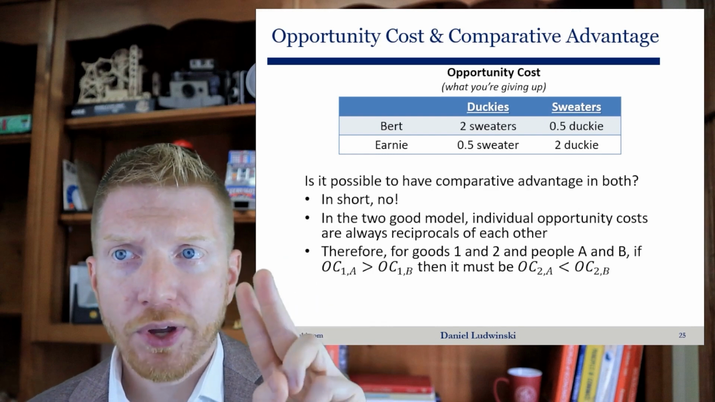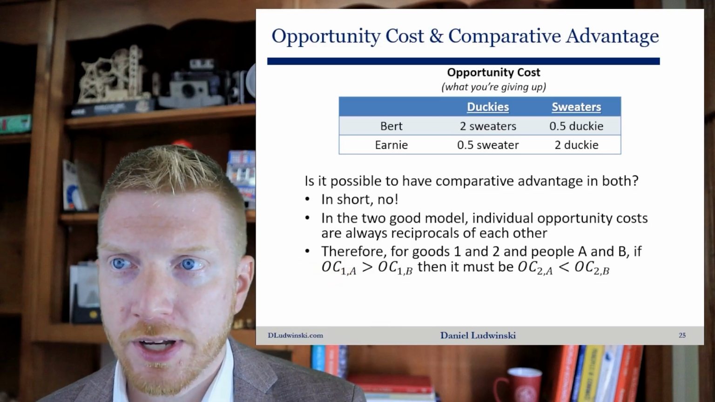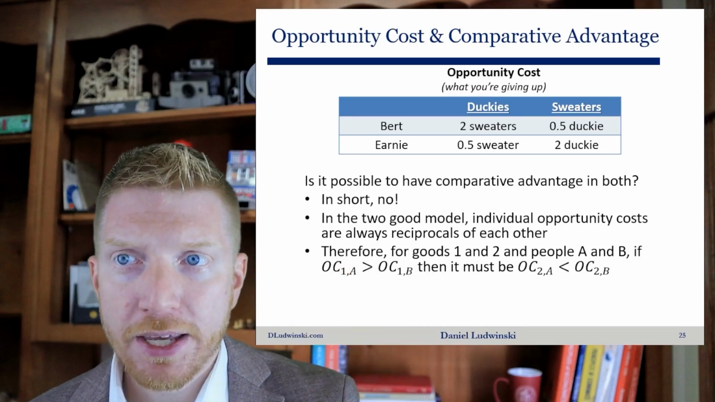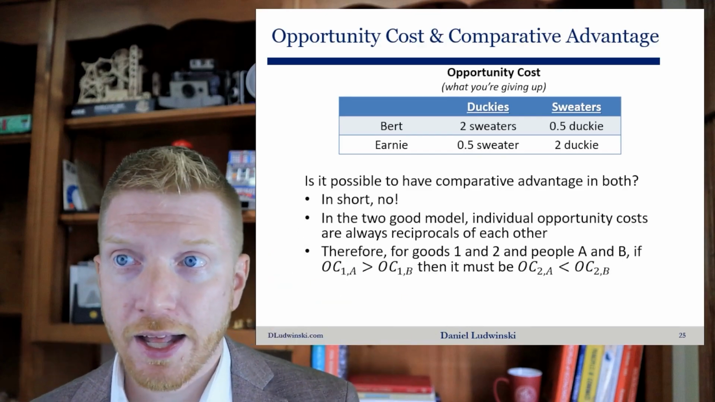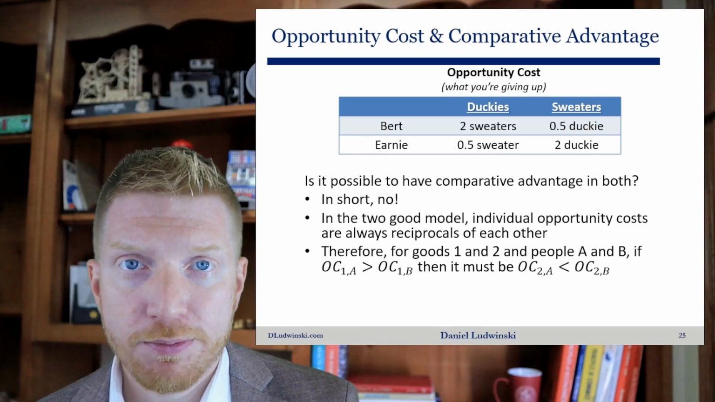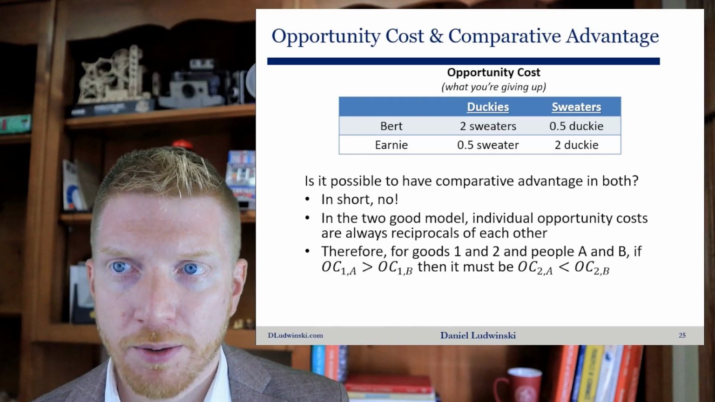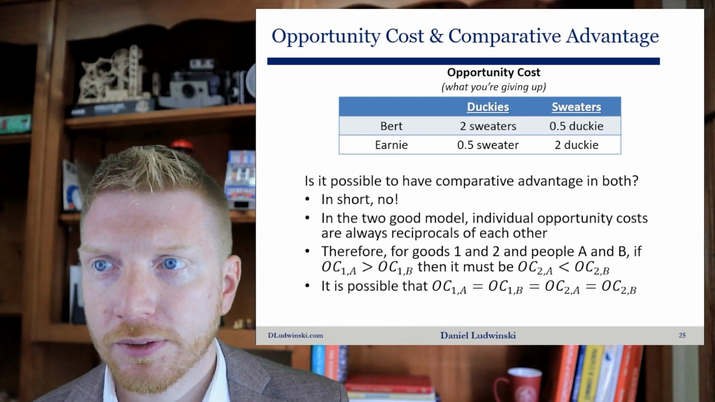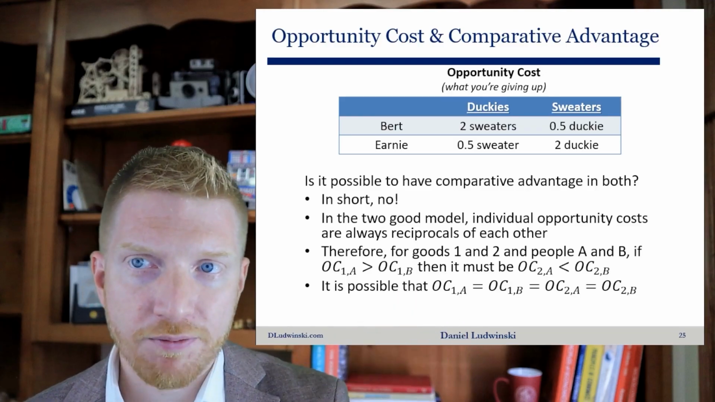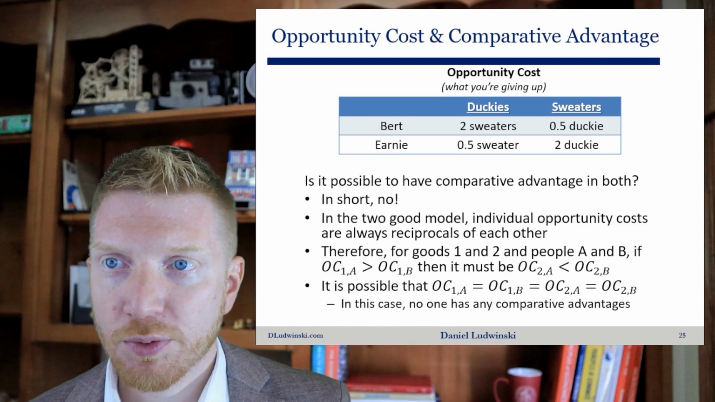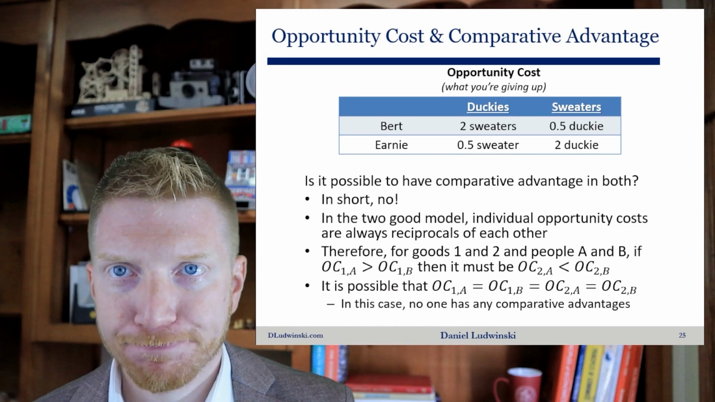So whenever we have two goods, if the opportunity cost for a particular person A is greater than for person B, then because the reciprocals flip that inequality, it must be the case that the opportunity cost for person B is greater than for person A for the second good. It is possible, in theory, that the opportunity cost is the same for all of those goods. In this case, we wouldn't really say that anyone had the comparative advantage.